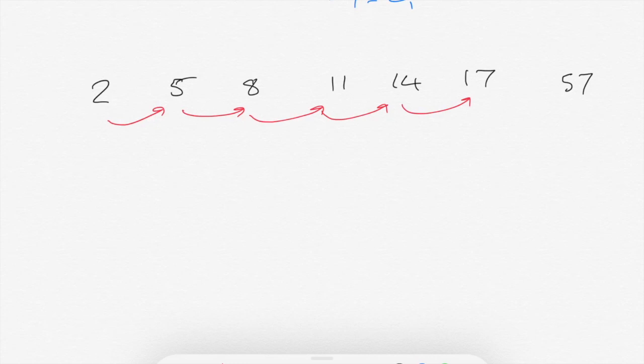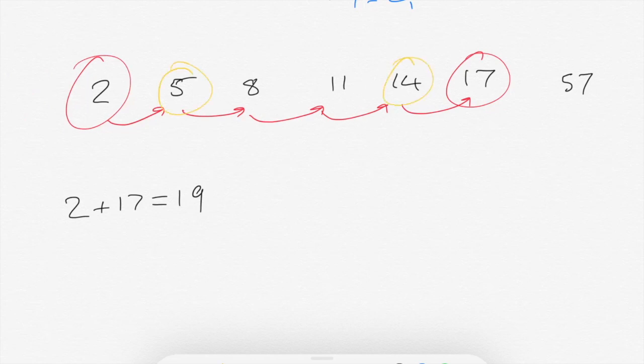And what I'm going to do is pair up the first term with the last term in what we've got, and you'll notice that 2 plus 17 is equal to 19, and that 5 plus 14 is equal to 19, and that 8 plus 11 is equal to 19. If we pair the first and the last term together, we're always going to get a common sum.